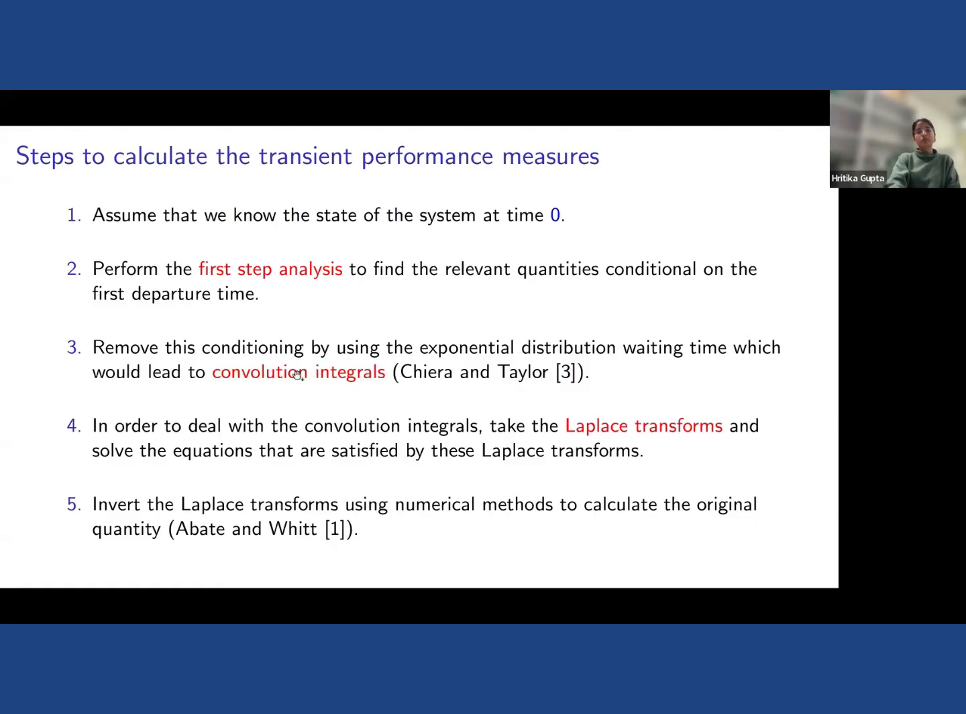The third step is to remove this conditioning on the first departure time by using the exponential distribution waiting time, which would lead to convolution integrals. And then in order to deal with the convolution integrals, we take the Laplace transforms and solve the equations that are satisfied by these Laplace transforms. And then we invert the Laplace transforms using numerical methods to calculate the original quantity. I can use these 5 steps to calculate different performance measures.